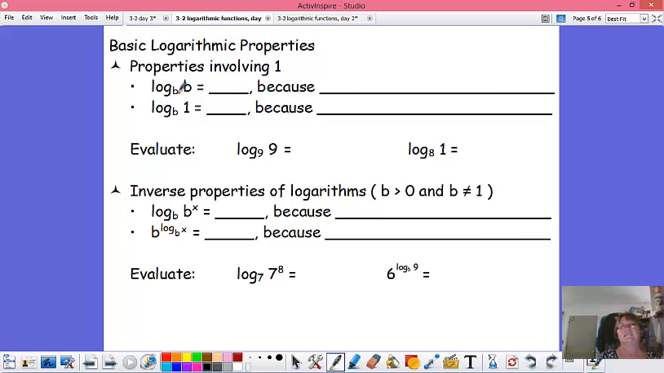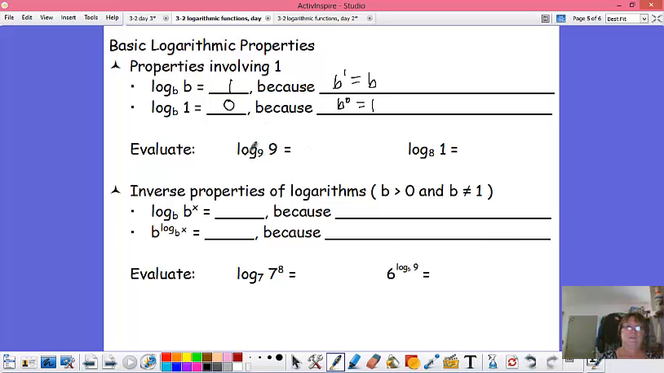If this thing says, what power do I raise b to in order to get b? You guys, that has to be 1, because b to the first is equal to b. Again, that's just a common sense property here. This one, what power do I raise b to in order to get 1? You guys, that has to be 0, because anything to the 0th power other than 0 is 1. So some properties involving 1.